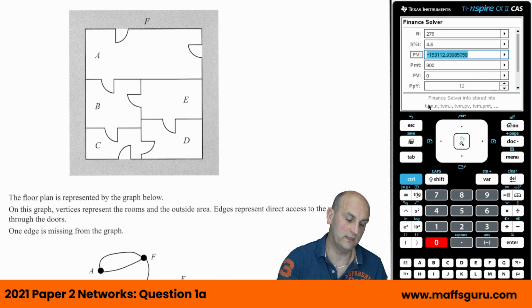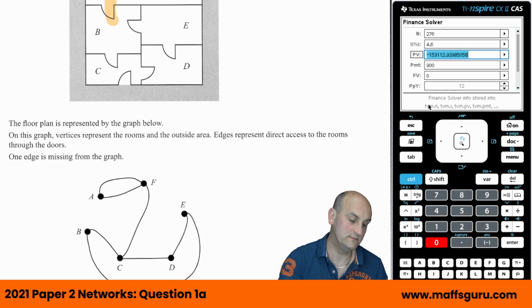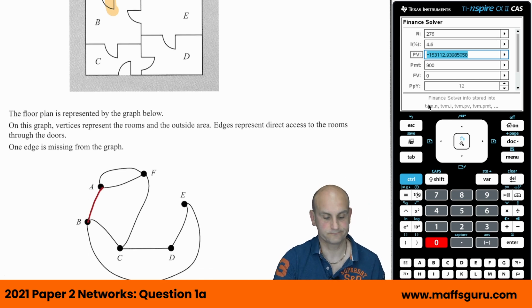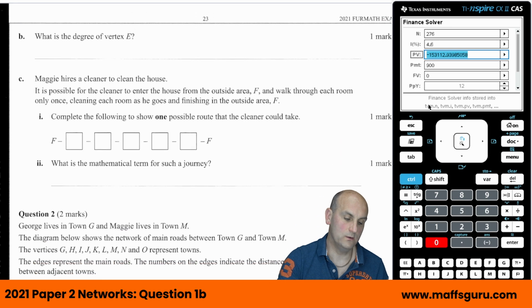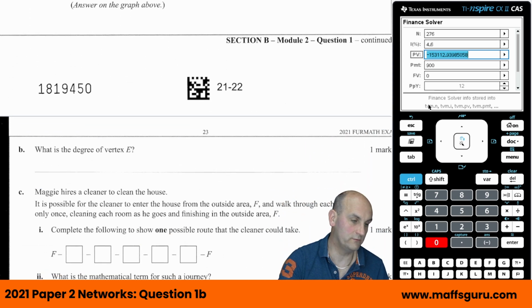So when I looked at it, and thankfully this was quite nice, to go from A into F, there were 2 ways. So we already had that there. To get from A into B, there was 1 way. And that seemed to be missing from my graph, so the one that I drew was there. What is the degree of vertex E? Well, vertex E has 2 things coming off it, so it is degree 2.